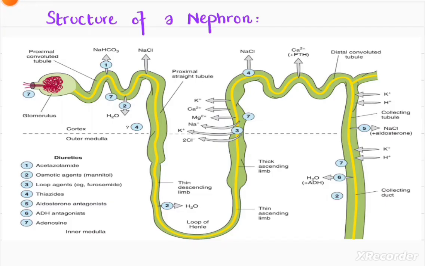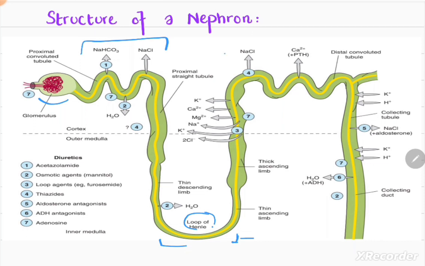Okay, so here we can see that there is a more detailed structure of the nephron, and it is a more simplified version. We can see that the nephron starts with the glomerulus, then we have the proximal convoluted tubule, then we have this U-shaped structure which is called the loop of Henle.